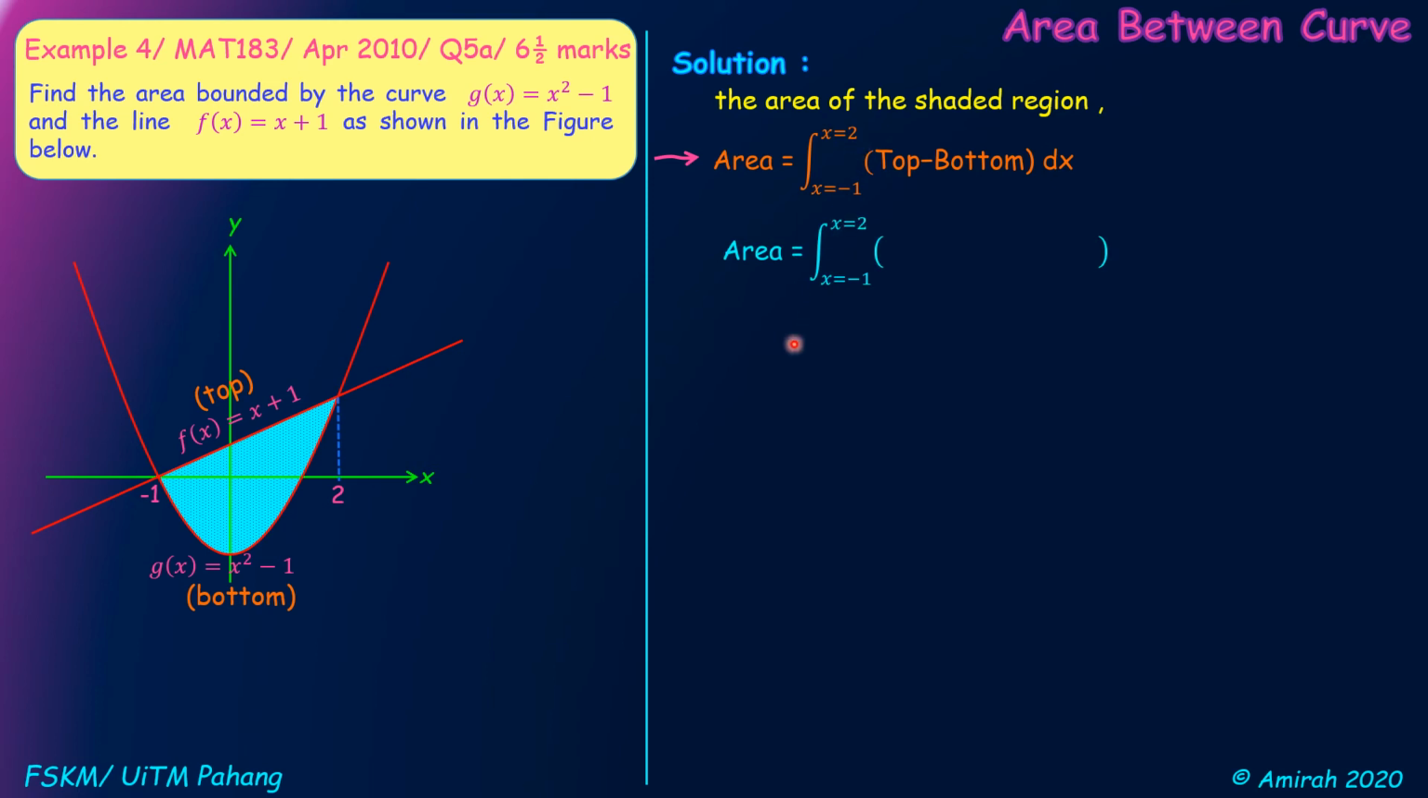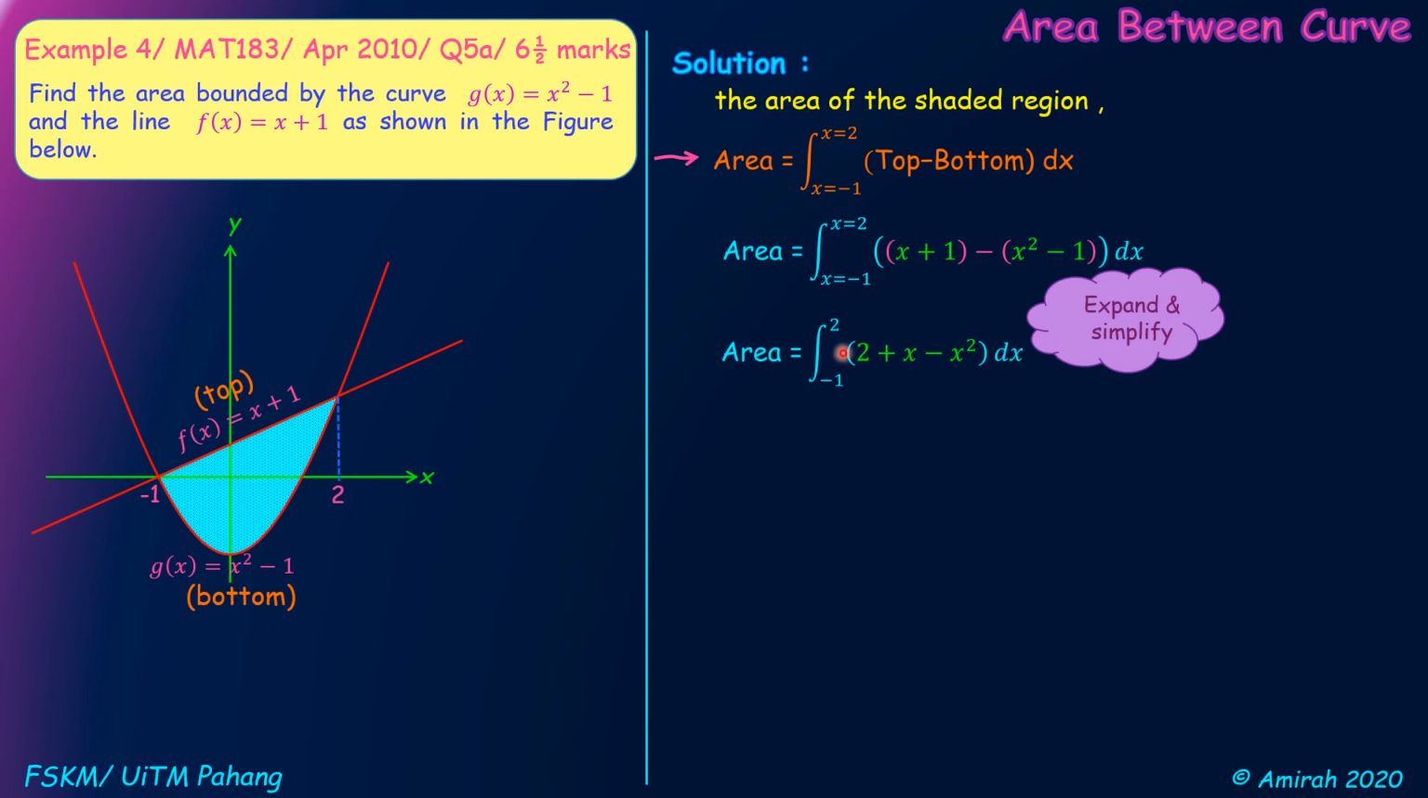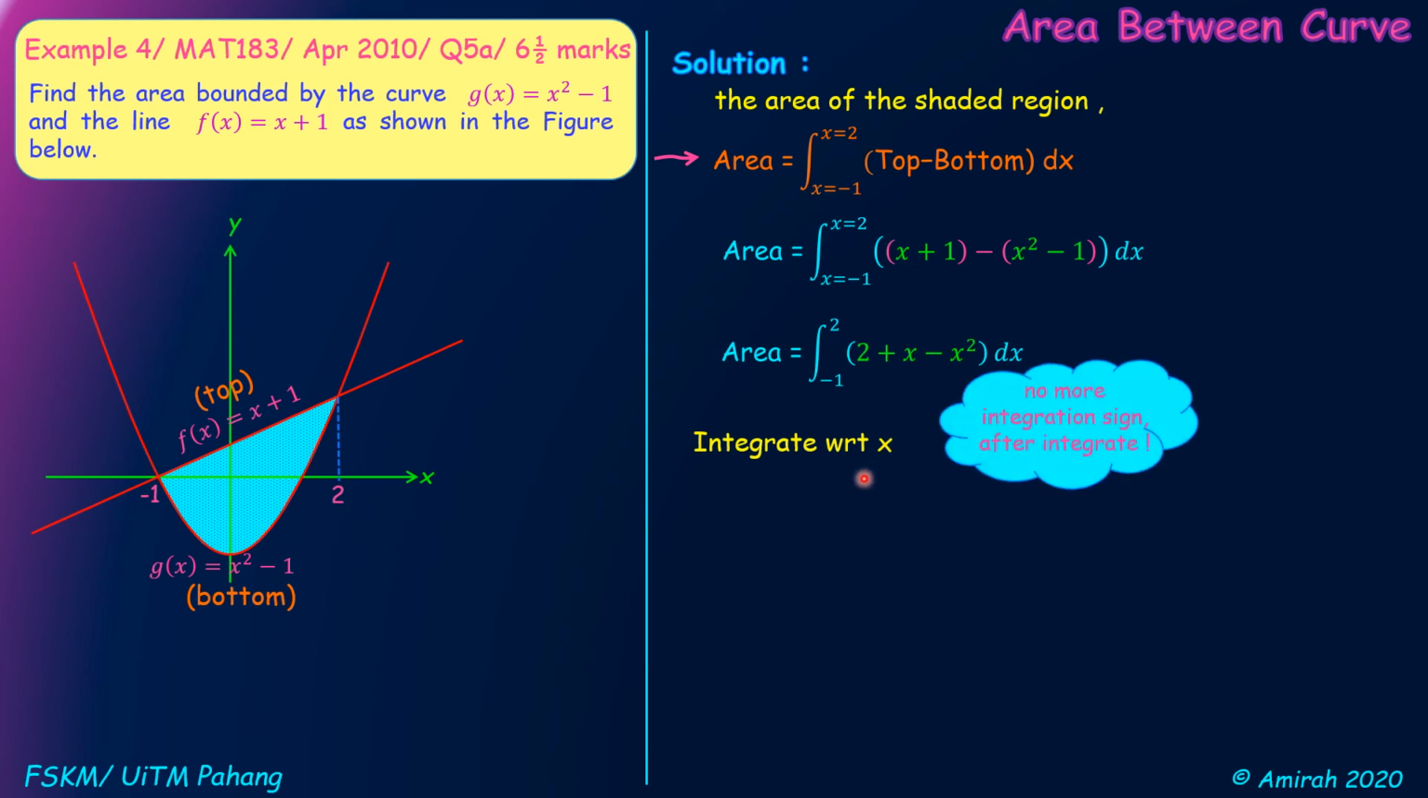Then area equals the integration from -1 to 2. We replace the top function, x plus 1, and then minus, we replace the bottom function, x squared minus 1. After that, we expand and simplify. So we get area equals the integration from -1 to 2 of 2 plus x minus x squared. And then from here, we can integrate with respect to x.